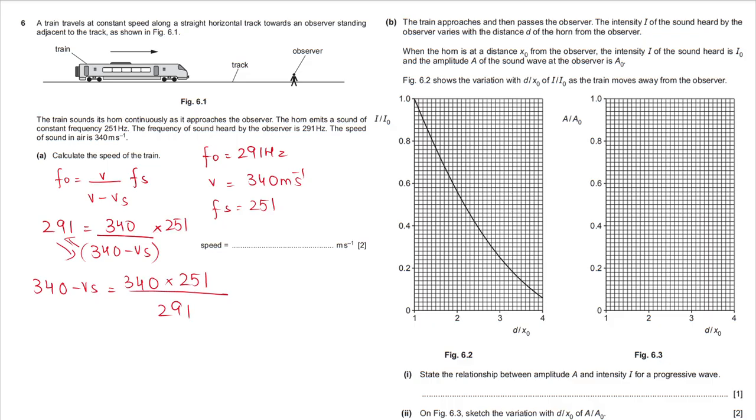So once we do this, 340 times 251 divided by 291, so it's 293.26. I take this to the other side and bring Vs here, so it's going to be 340 minus 293.26 equals Vs. So we subtract and we get 46.7 meters per second, and we have to give the final answer to two significant figures.